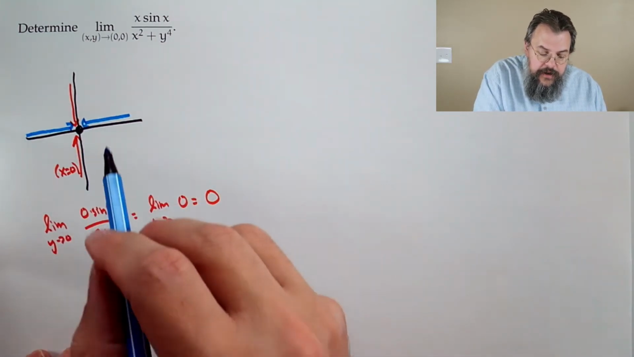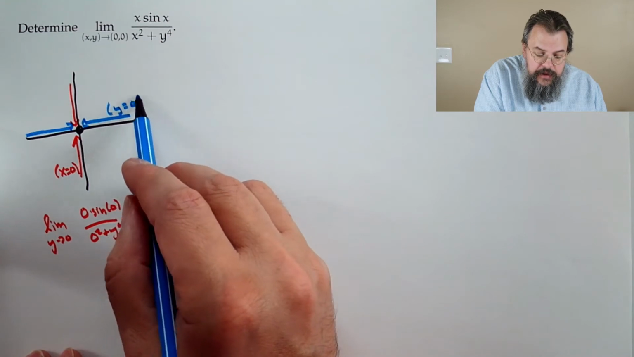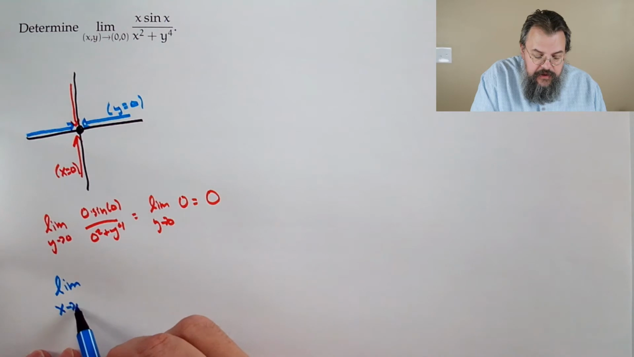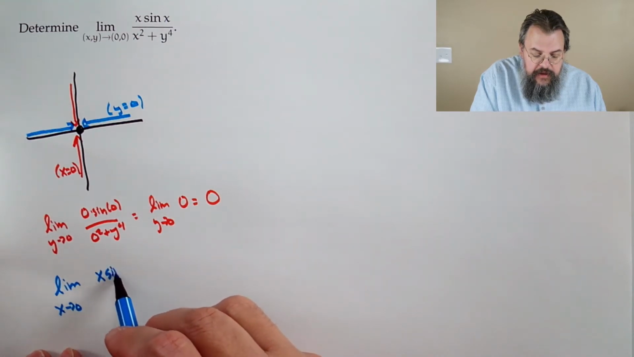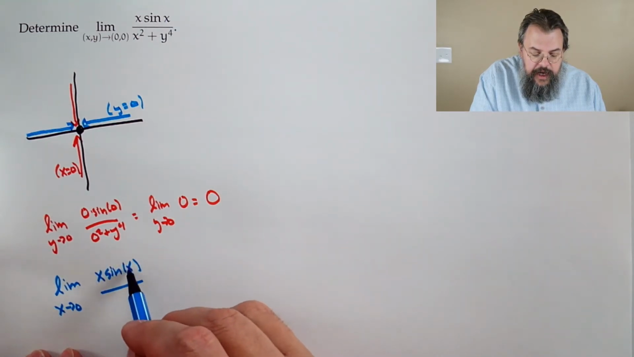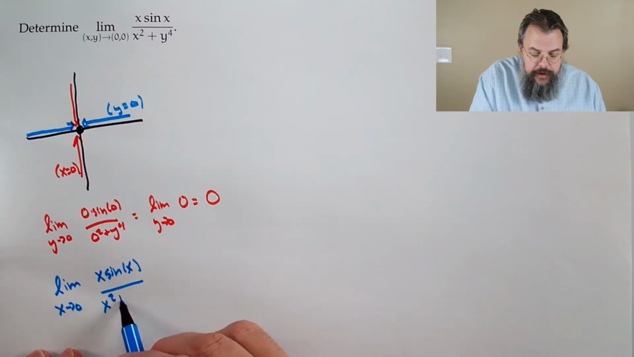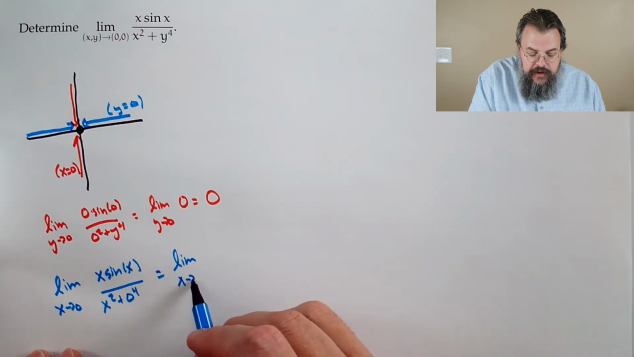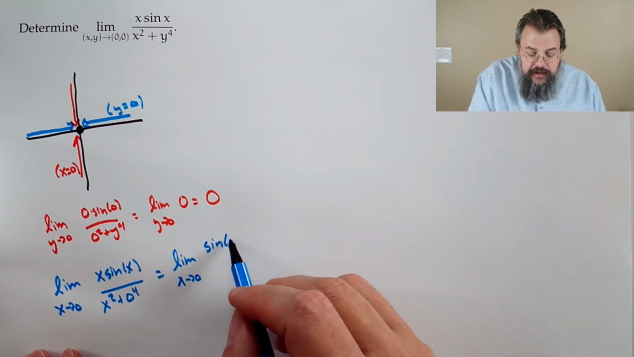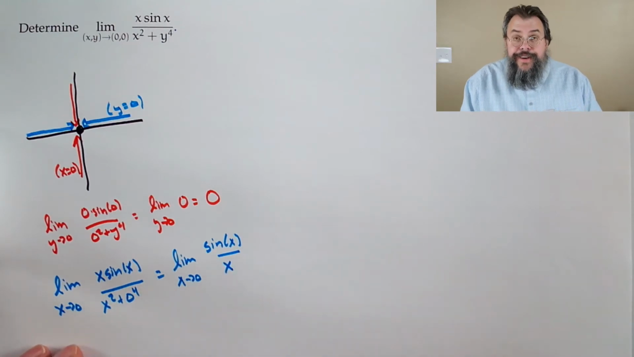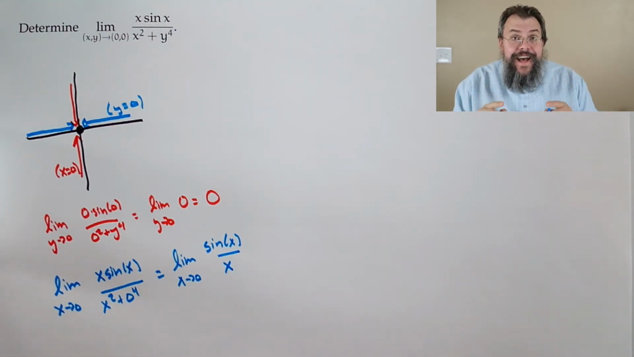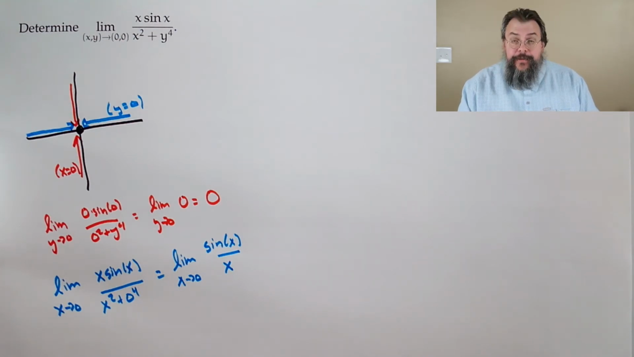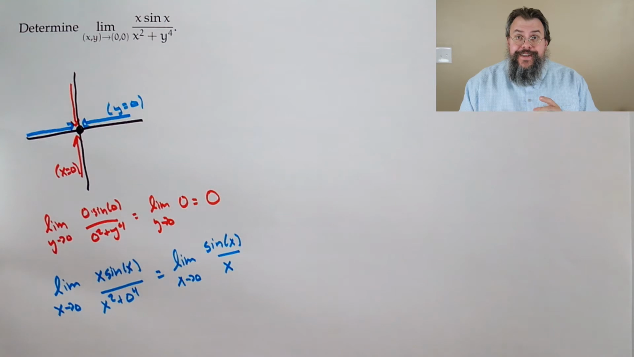Okay, now here, this is y equals 0. So what will we have? Well, it'll be the limit as x goes to 0 of x sine of x divided by x squared plus 0 to the fourth. Well, that's our limit as x goes to 0 of sine of x over x. Now, what is that? Oh, this is a good one. We should know this limit. It's a very important one. Do you remember it?